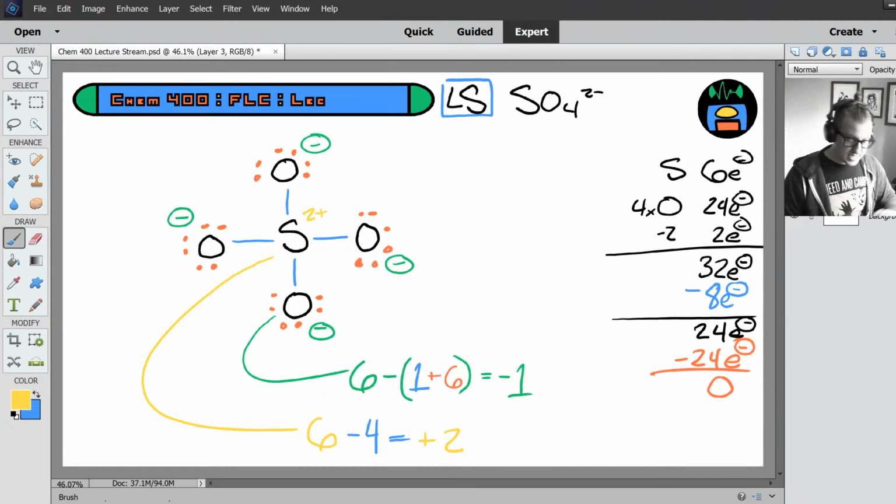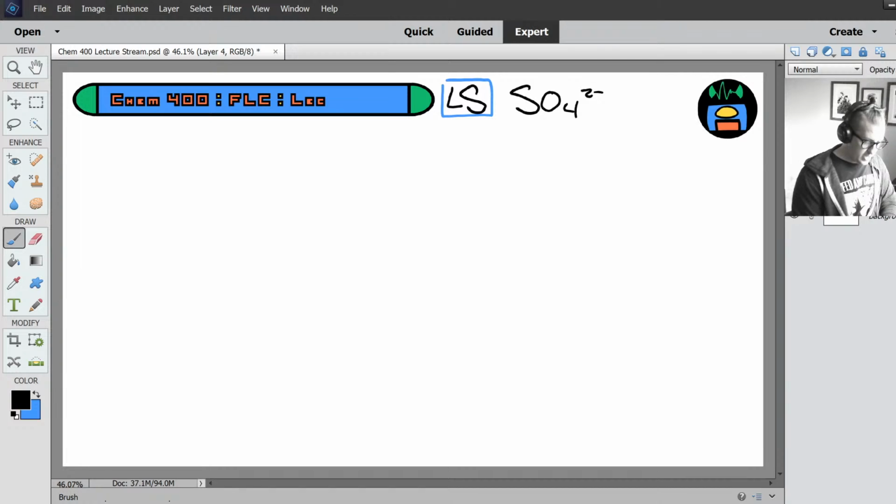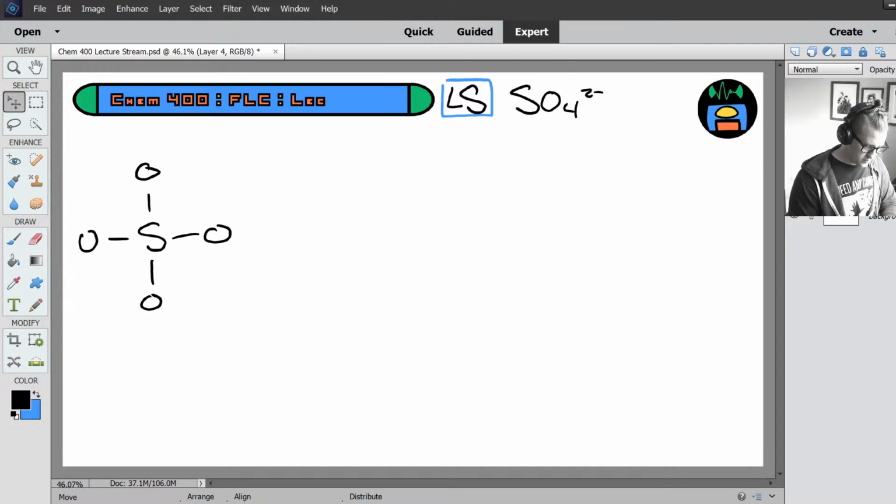All right. So this is a resonance structure for sulfate. Now we need to analyze it to see if it is the best resonance structure. I'm going to redraw it here on this new slide. So just redrawing what we had previously. So each oxygen with 6 lone pair electrons.